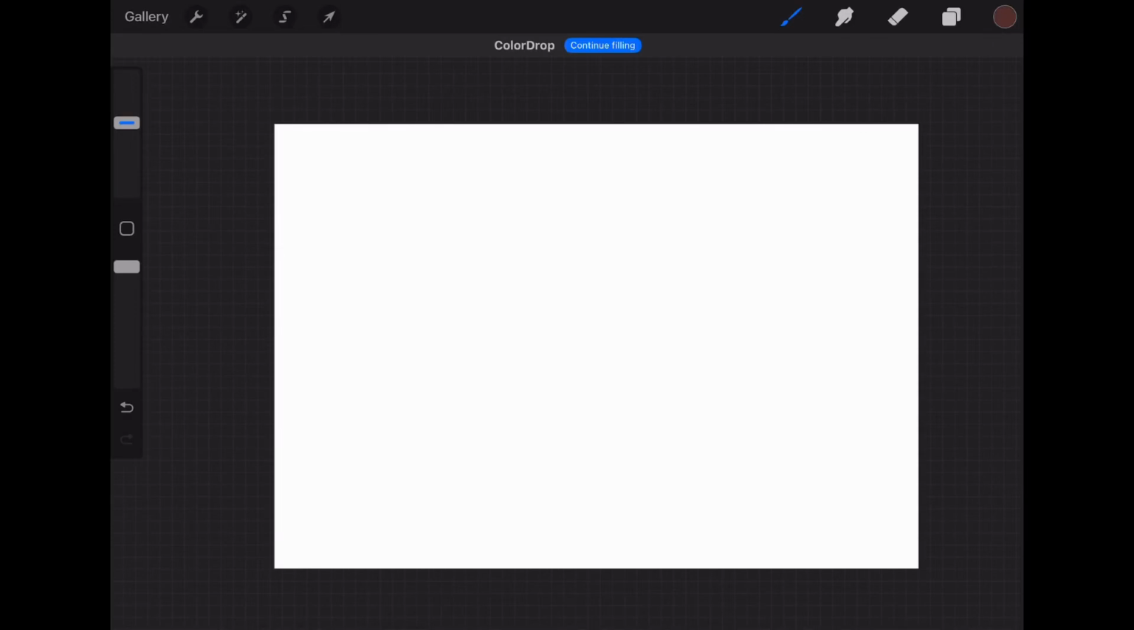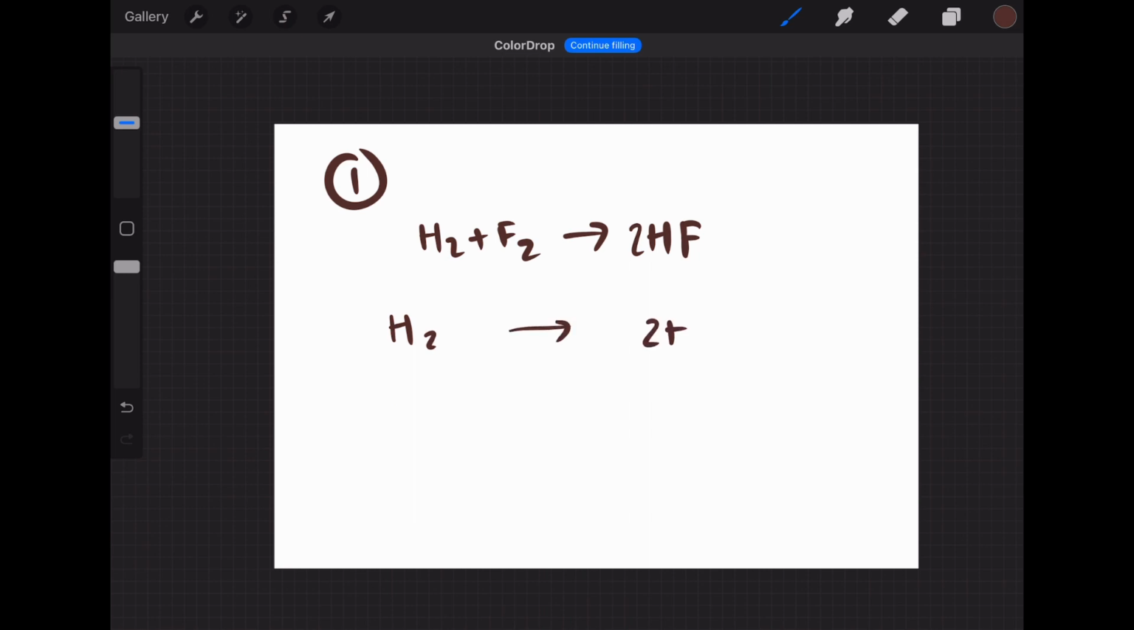Not here, but I still wanted to go over the midterm a little bit because some of those questions were important. So let's start off with the first one. To solve this one, I'm just going to do the half reactions and look at those. We're not going to worry about writing out the whole thing and balancing it, because it's not important to the question. So we have H2 on this side, and it's in its ionic form, and we have F2.